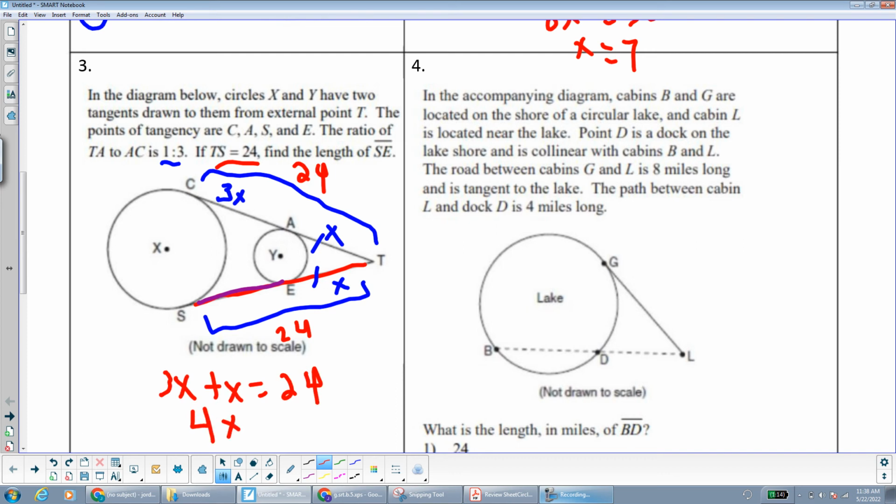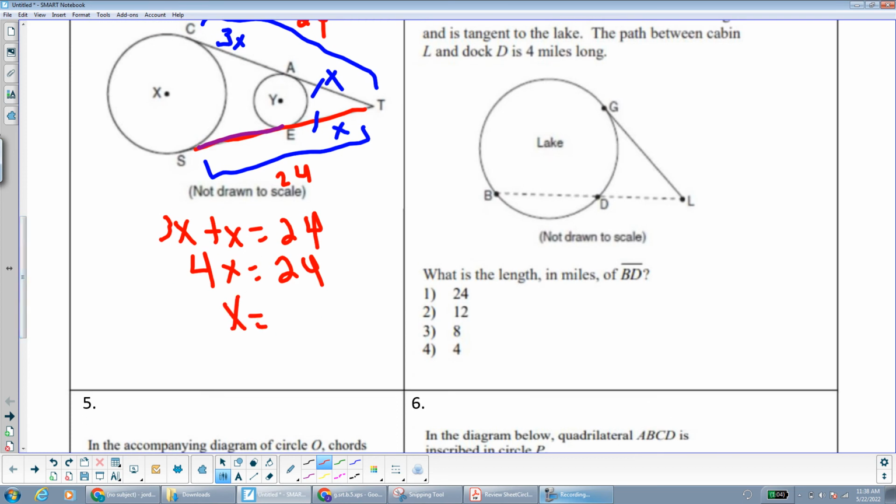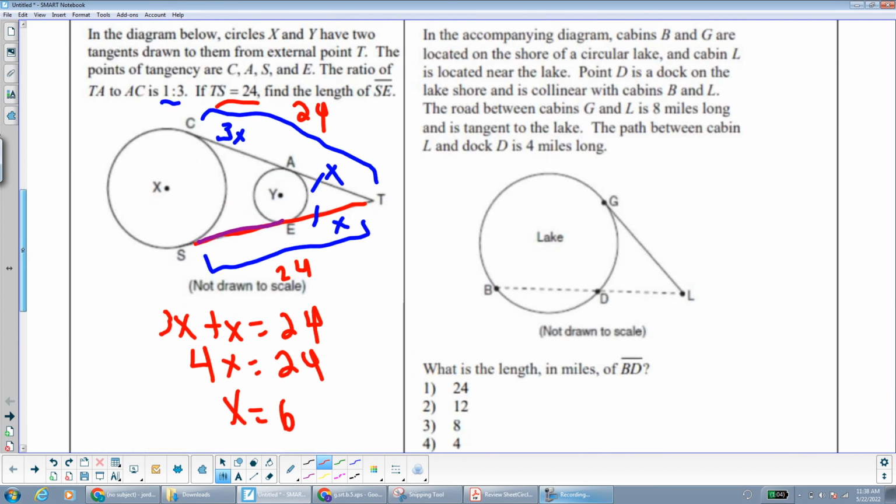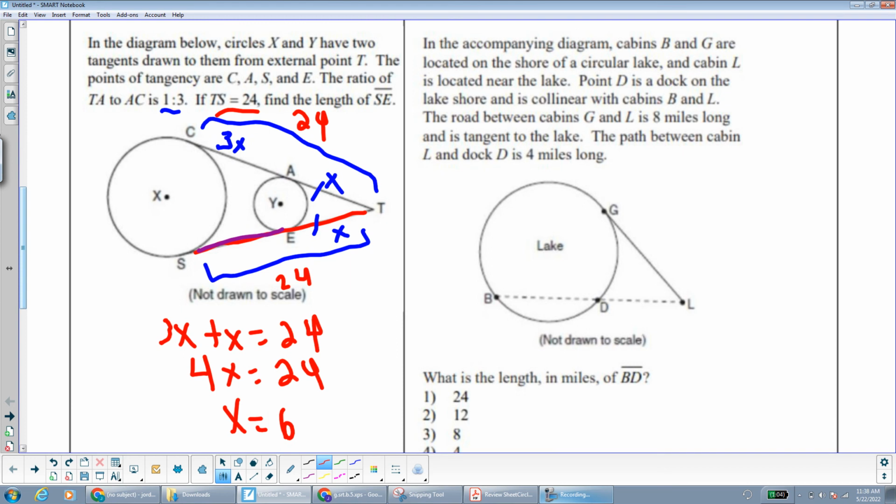So we have 4x is 24. Dividing both sides by 4, we have x is equal to 6. Now the question was asking for the length of SE. So in order to figure that out, I know x is 6. So that's TE over here, that's 6. So I'm going to do 24, the total, minus 6. And that gives me 18. There we go.